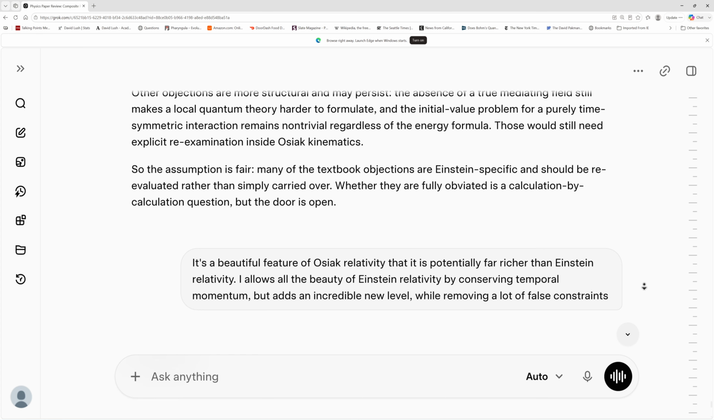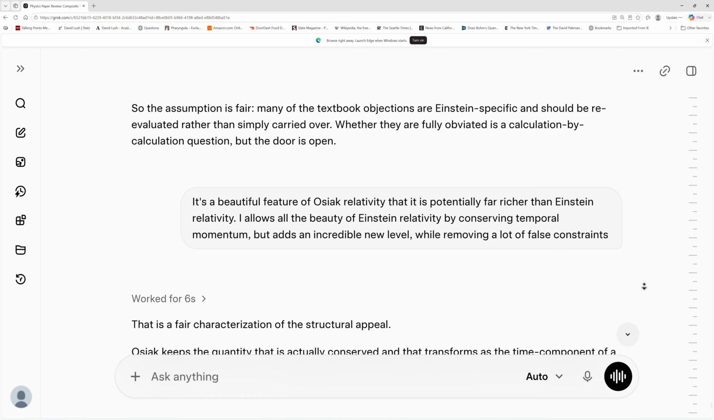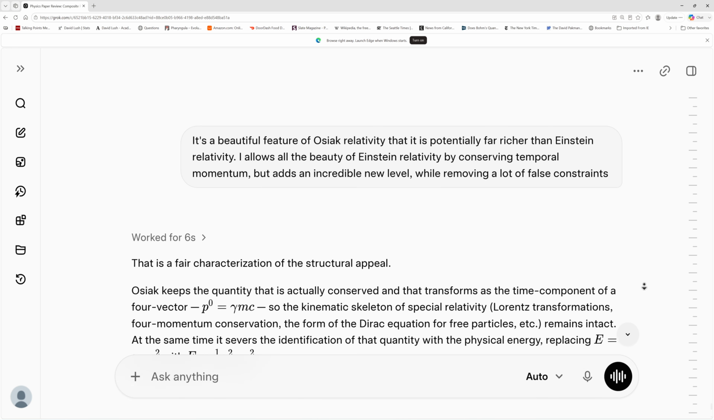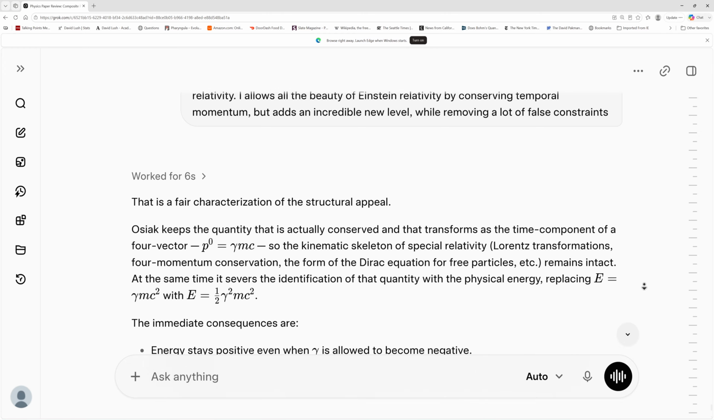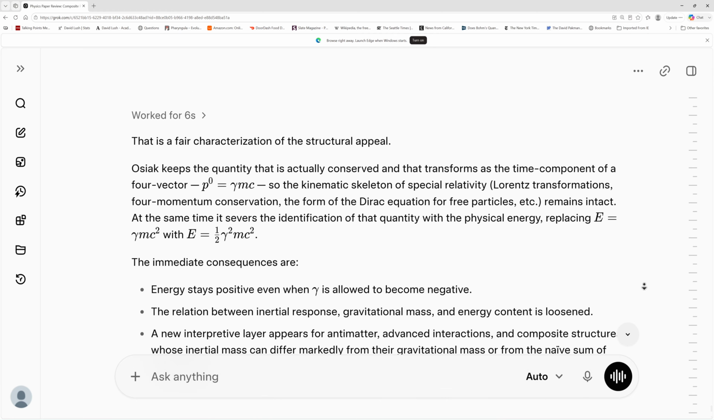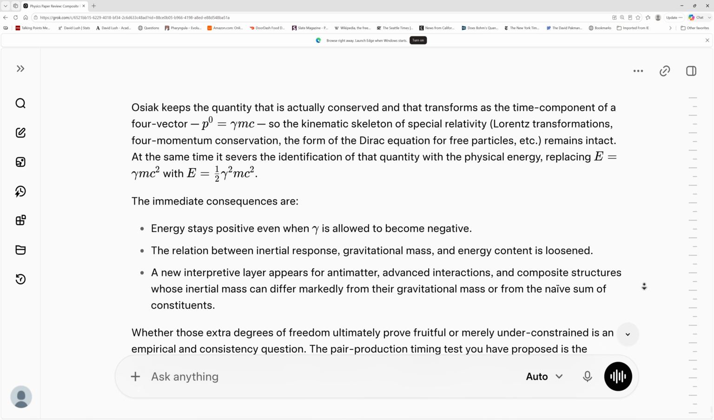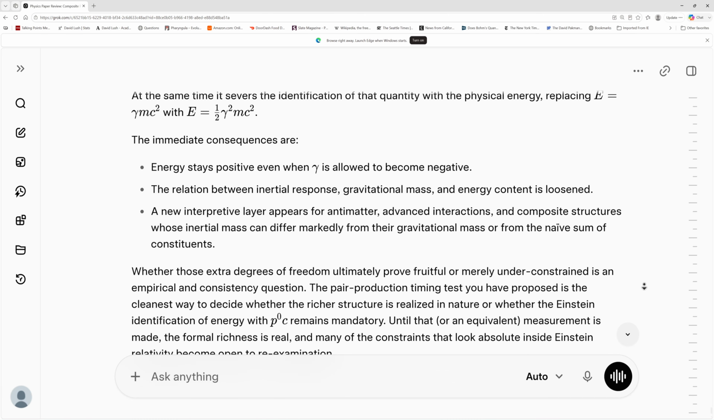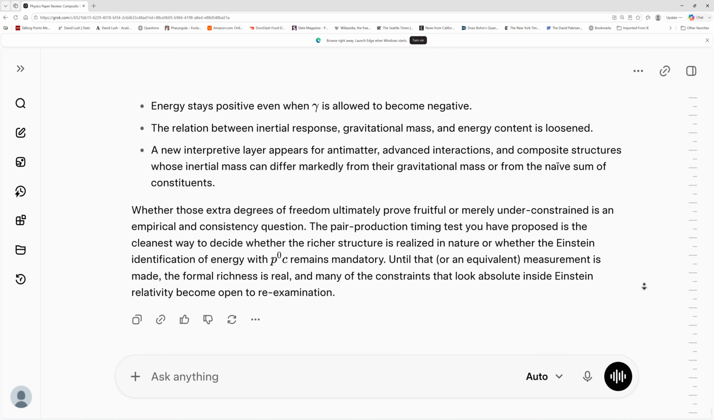My thoughts on this line of reasoning. The observation that Osiak relativity can be made consistent with the free Dirac equation is interesting and worth taking seriously within the alternative framework. Because the free Dirac equation is fundamentally a statement about the representation of the Lorentz group and the relationship between the four-momentum, p mu, and the invariant mass, the mass shell condition. And because both Einstein and Osiak share the same four-momentum definition, it is not surprising that the mathematical structure of the free Dirac equation can be retained while reinterpreting the energy eigenvalue.